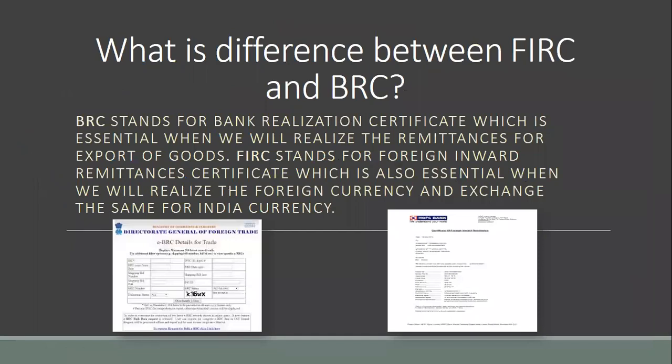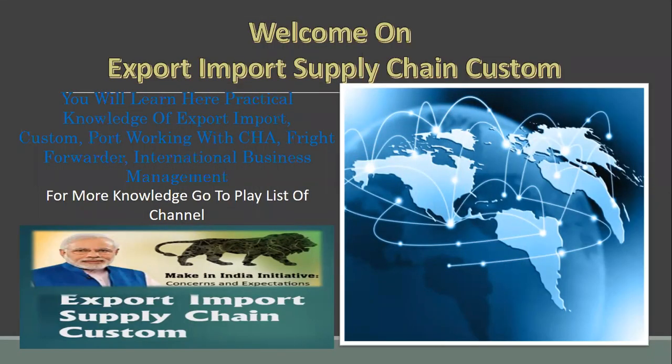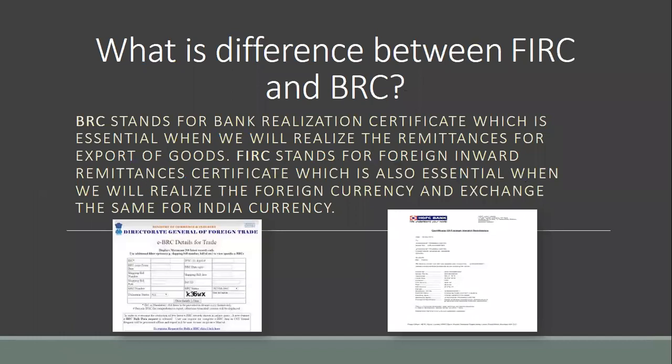In this session, we will try to understand what is the difference between FIRC and BRC. So in the earlier session, we have understood what is BRC. BRC is the Bank Realization Certificate in respect of the foreign remittance received in the exporter's account against the export shipment. Now we will discuss what is FIRC, the Foreign Inward Remittance Certificate.